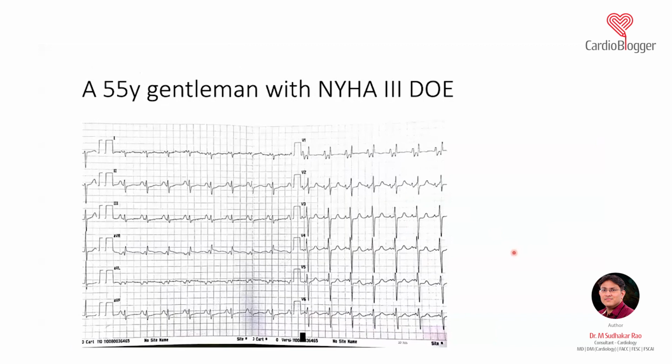Now, going to the next ECG, this ECG is of a 55-year-old gentleman with NYHA class 3 dyspnea. I think you all know what NYHA class 3 dyspnea is: the patient is not able to do even household activities. Even household activities like taking a bath, combing, dressing and undressing cause dyspnea for the patient.